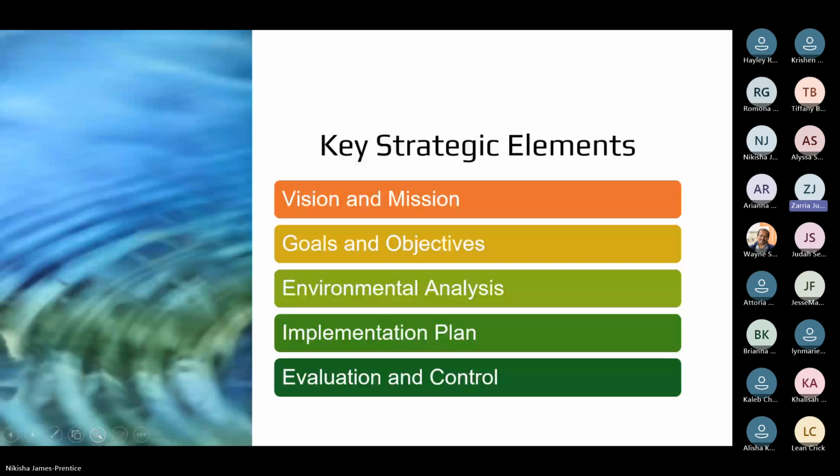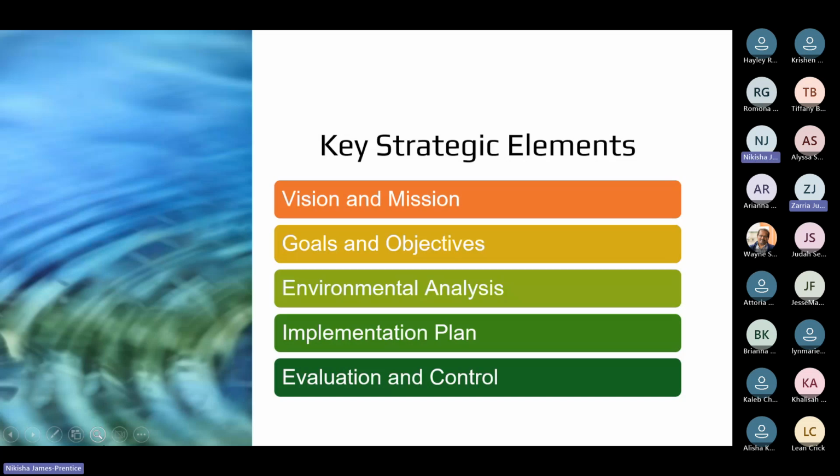Key strategic elements are the core components that make up a good strategy that guides the organization towards its long-term goals. There are 5 fundamental elements. One being the vision and mission. The vision asks the question, what do we want to become? It is about a long-term direction and aspiration of the organization. It gives purpose and inspiration. Mission is the why the organization exists. It states the core purpose and reason for being. The mission explains what the organization does, for whom, and how.